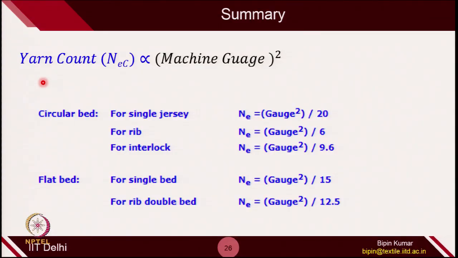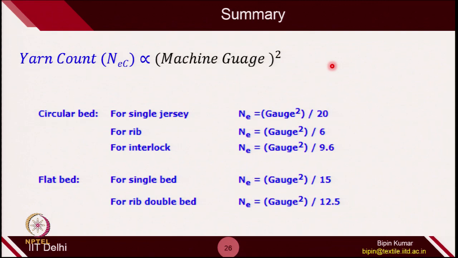We have seen that the yarn count that could run on the machine is directly proportional to the machine gauge square. So this is the relationship we derived in the last class. We have also seen that for different types of technologies, in circular bed and in flat bed, the proportionality constant can be different. For example, in single jersey the proportionality constant is 1 by 20, for rib it is 1 by 6. Again, these proportionality constants are empirical in nature; they come from the knitter's experience.